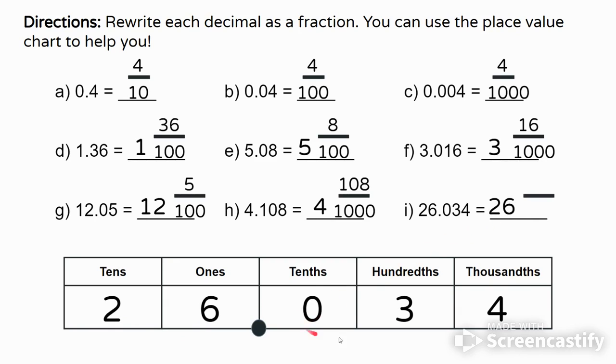After the decimal point, we have 34. So the numerator is going to be 34. The last digit is the 4 in the thousandths place. So the denominator is going to be 1,000. We have 26 and 34 thousandths.